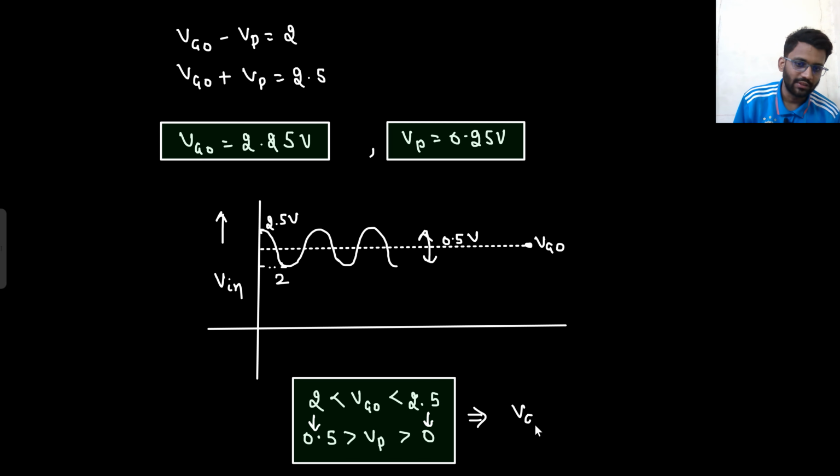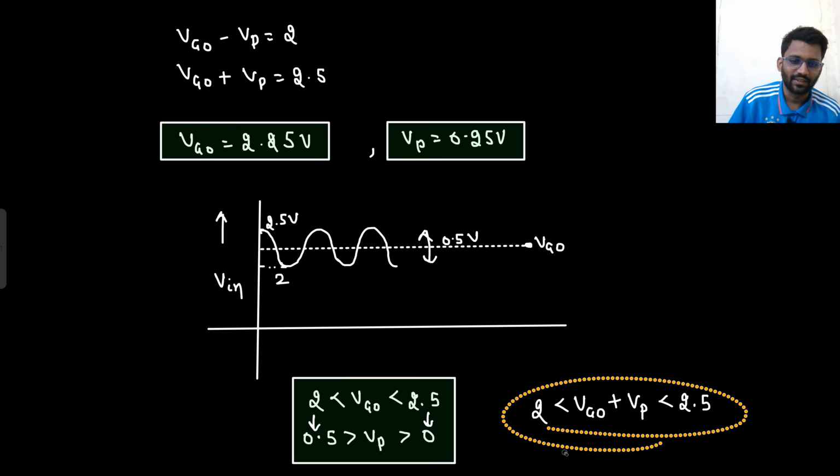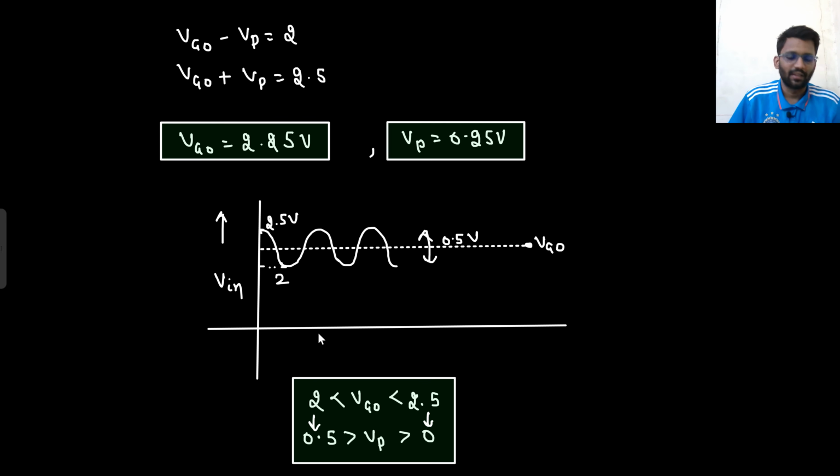So basically, it's not necessary that it has to be 0, and also it's not necessary that Vg naught plus Vp has to be 2.5. It can be anything. It should just be in the range from 2 to 2.5. Your Vg naught plus Vp should be in the range of 2 to 2.5. Sorry, I'm needlessly writing more statements, so let's just not write more statements.